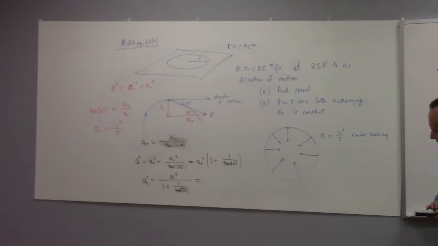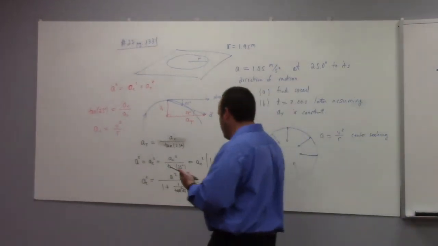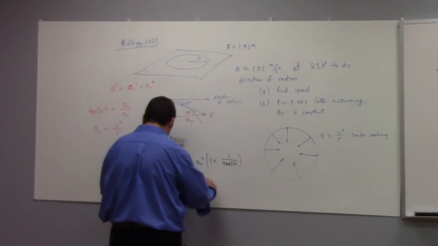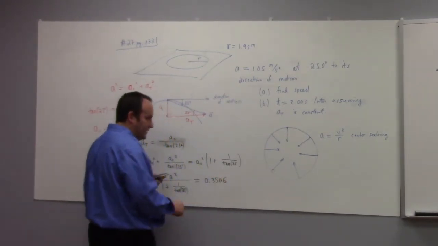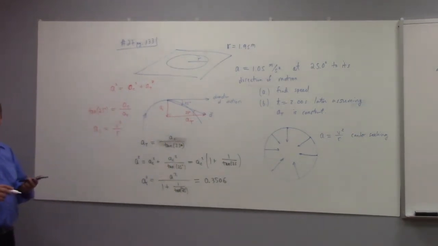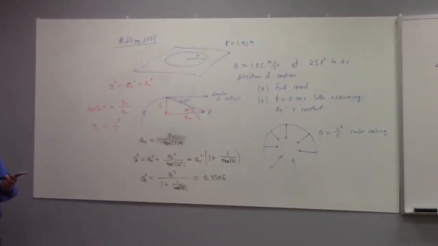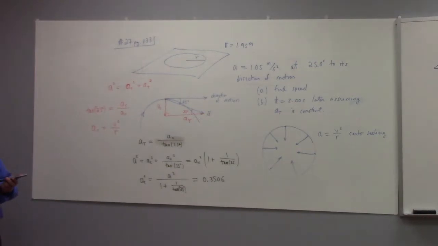I can't read. 25. What did you guys get? What did you guys get for this fraction? Anybody? I got 0.3506. Am I alone in my calculation, or is that what you guys got? Okay, so at least we're both wrong together, or right together.